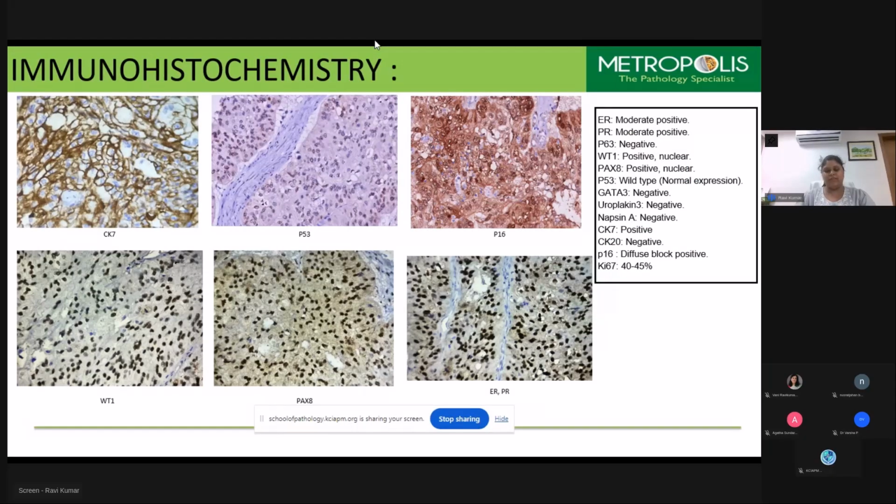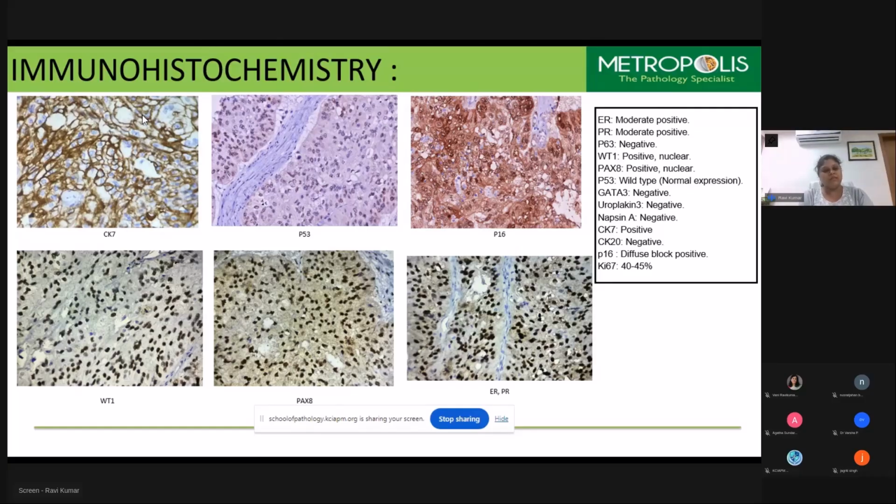So what was positive in this tumor? CK7 was diffuse and strongly positive. CK20 was negative, and P63 was also negative. So this ruled out a urothelial, malignant Brenner. Uroplakin and GATA3 were also negative.